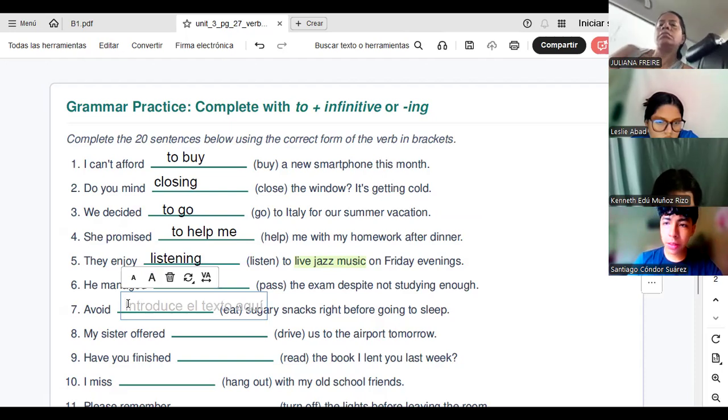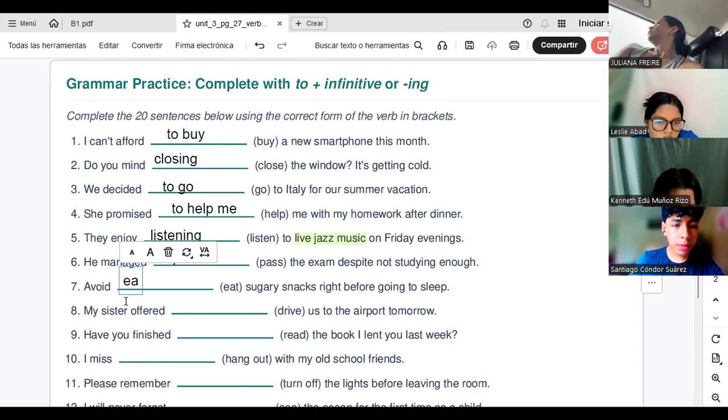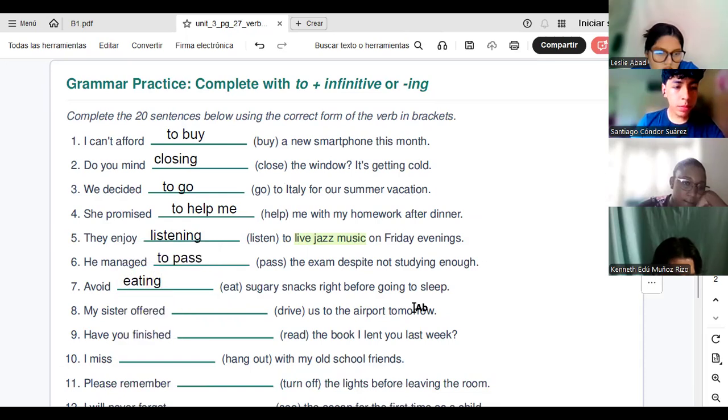Santi, 7. With ing. So, avoid eating. Thank you. Avoid eating sugar snacks right before going to sleep.